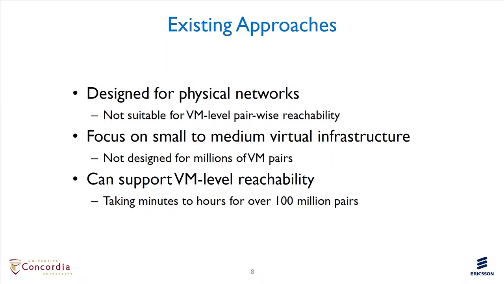So to this end, we have categorized the existing approaches into three types. The first one is designed for physical networks, so they're not so suitable for virtual network environments. The second category is focused more on small to medium virtual infrastructures, so they're not designed for millions of VM pairs. And the last category can support VM-level reachability. However, they take minutes to hours for over 100 million VM pairs.